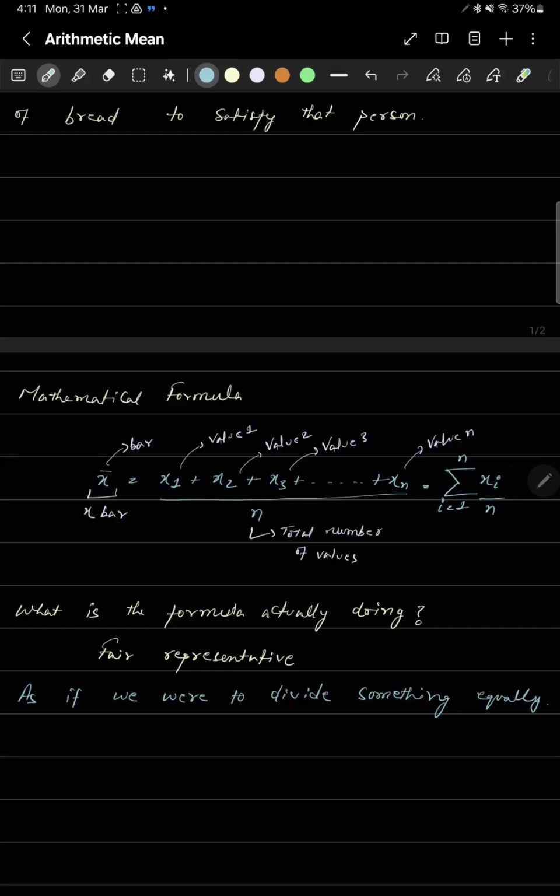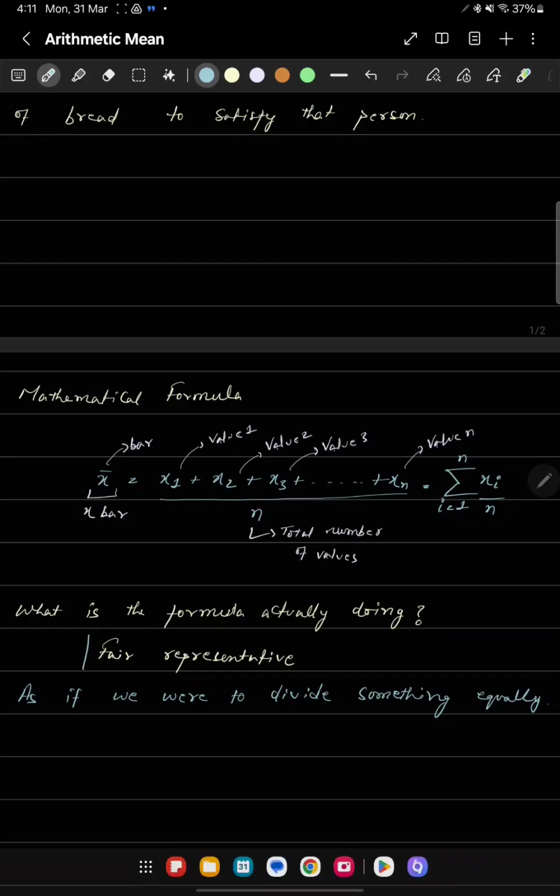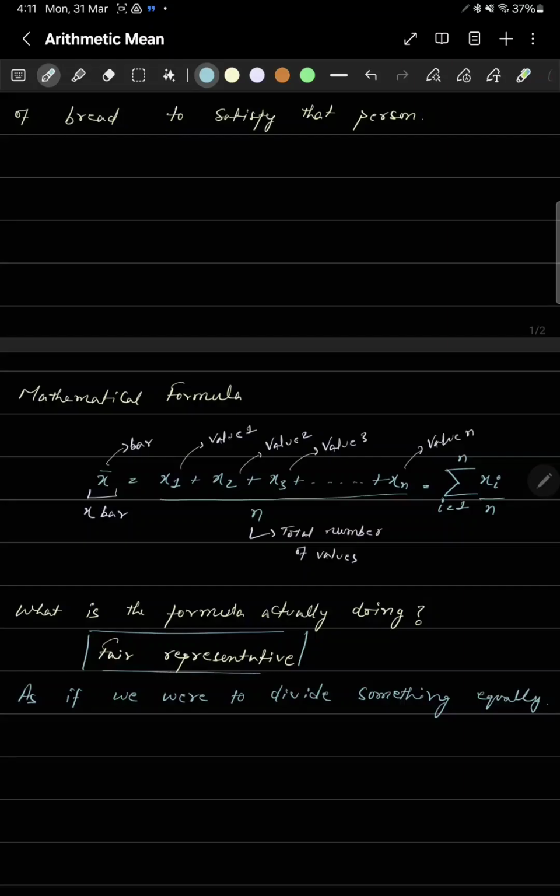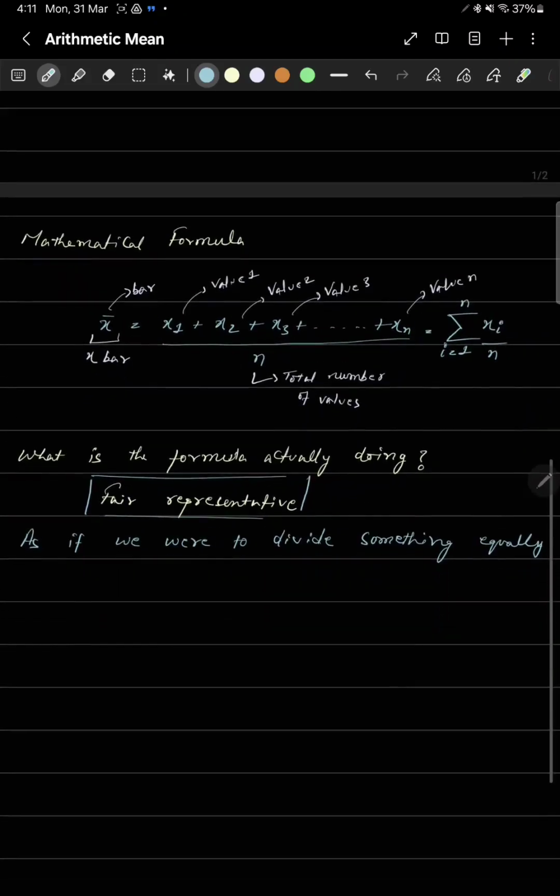And this is where the term fair representative comes into the picture, right? We have a set of numbers, we are trying to find a number which can represent all the numbers in a fair manner, right? Now read this line again, as if we were trying to divide something equally, so that we are fair in terms of distributing things. And this is what the formula is actually doing. So let's understand using another example.